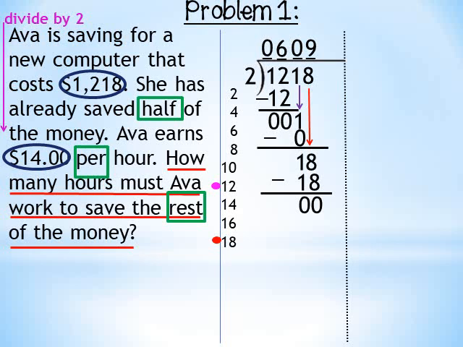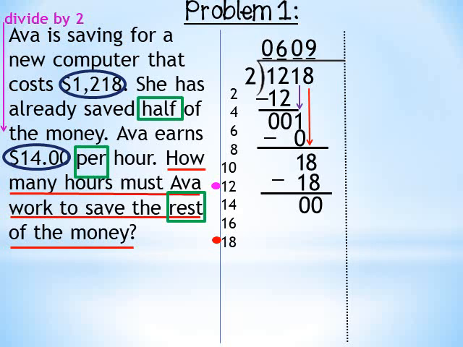So right now, we know that Ava has saved $609. We also know that Ava needs to pay $609 more to get that computer. So that's what we know for now. We know that every time Ava goes to work, she makes $14. So we need to know how many hours she's going to work to save up that $609. So that's another division problem.